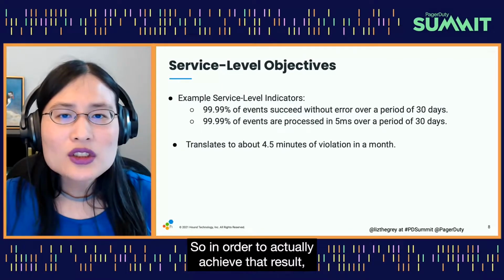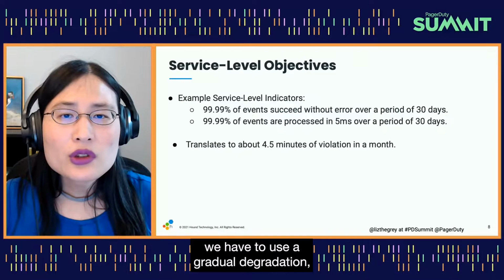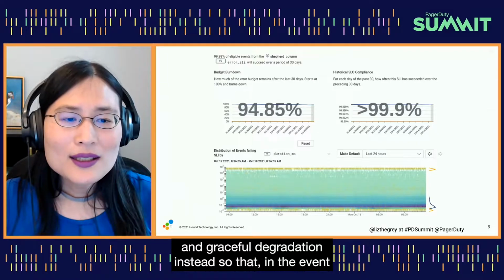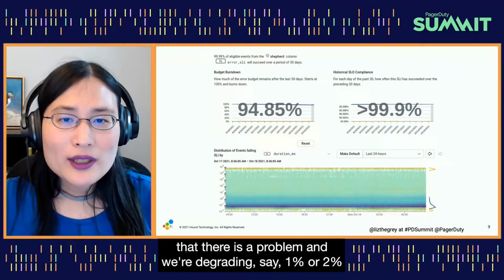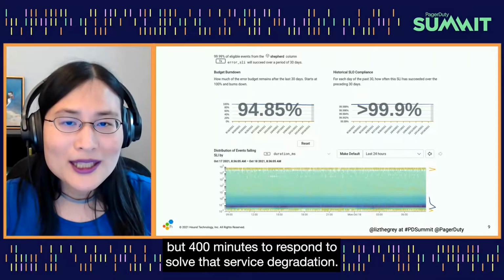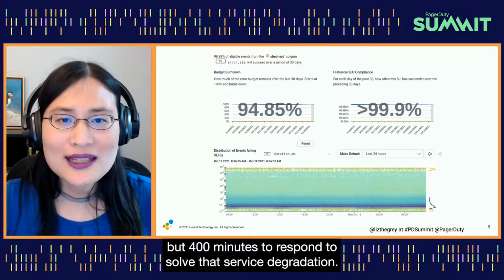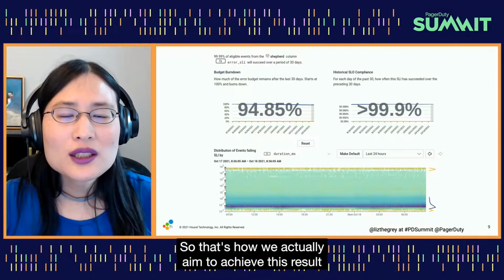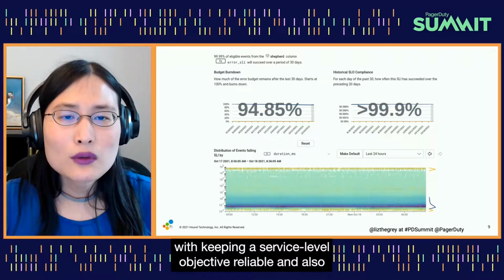So in order to actually achieve that result, we have to use gradual degradation and graceful degradation instead. So that in the event that there is a problem, and we're degrading, say, 1% or 2% of requests, what we have is not 4 minutes to respond, but 400 minutes to respond to solve that service degradation. So that's how we actually aim to achieve this result: keeping a service level objective reliable and also achievable.